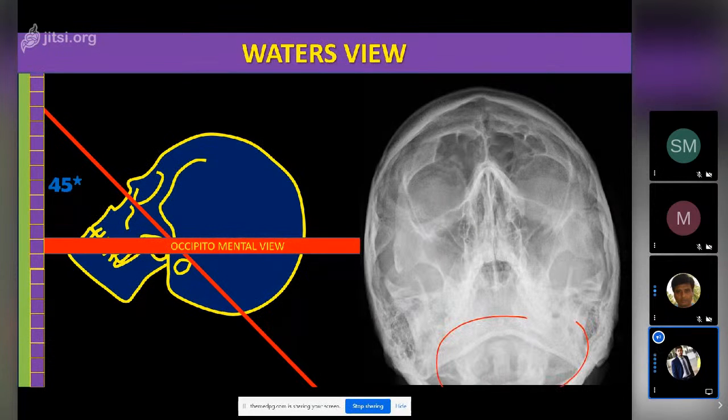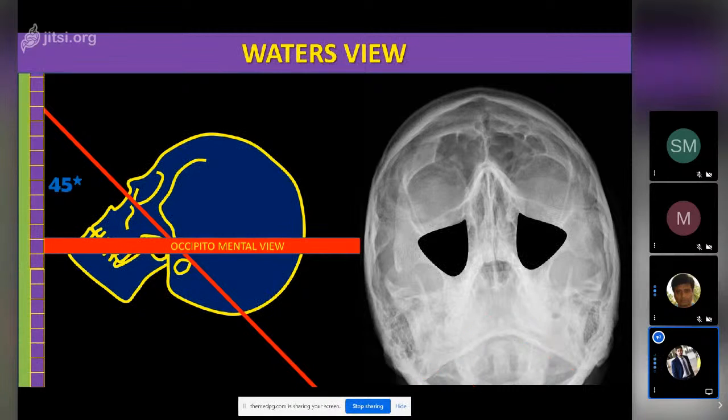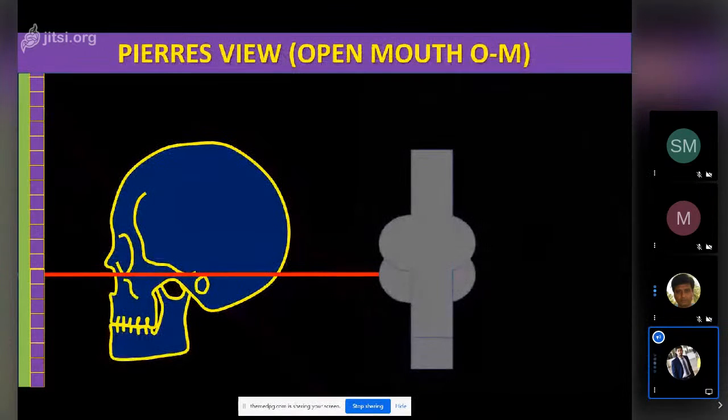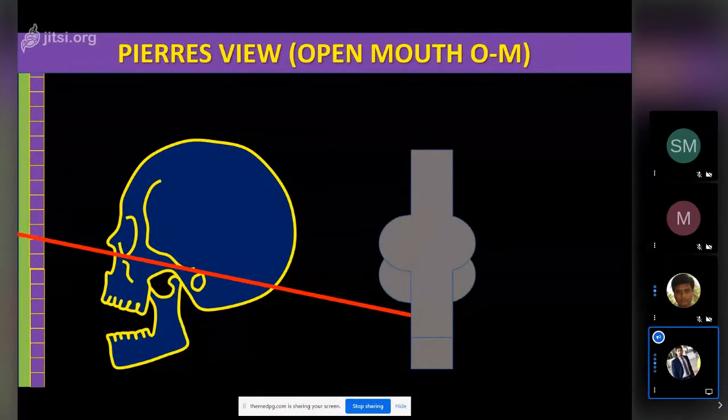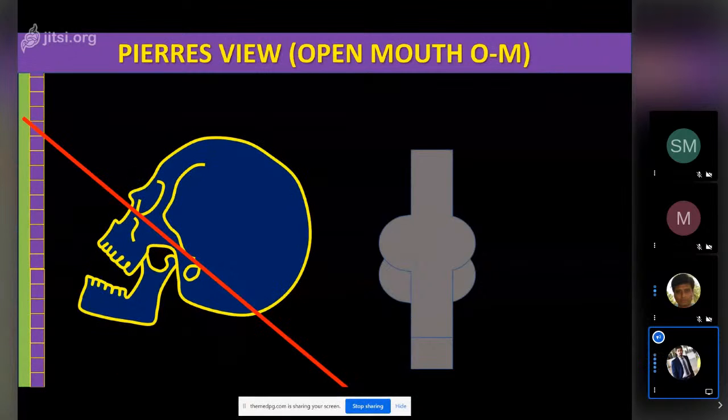Also, if you do an open mouth view, also called the Peary's view, we can also see the odontoid process. If you have the closed mouth view, we cannot see the odontoid process. The similar X-ray, if I do it with an open mouth, is called the Peary's view. So this is closed mouth. If I do an open mouth view, now it is called a Peary's view. Now the advantage of this is that whenever we do this open mouth view, we can see the odontoid process.